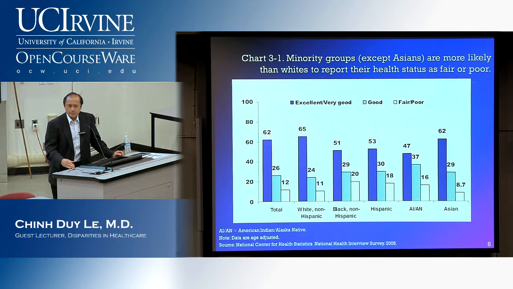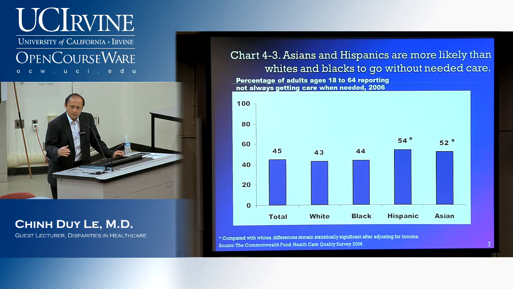Diversity does come with some problems, and we focus on healthcare today. Again, we have a lot of data showing discrepancy or disparity in healthcare between groups. For example, this data shows that minority groups are more likely to consider their health status as fair or poor compared to Caucasian people. Or Asian or Hispanic people are more likely to go without getting their needed checkup.